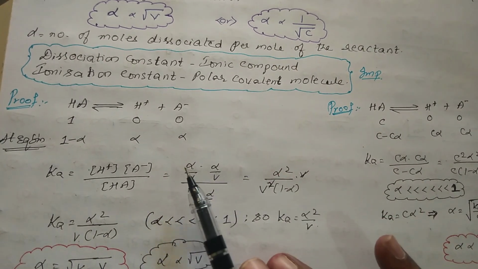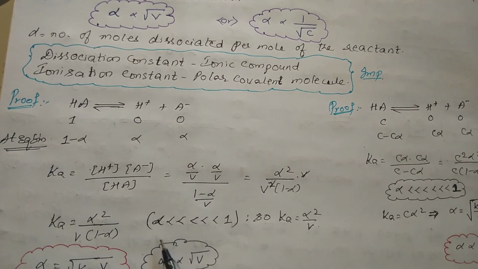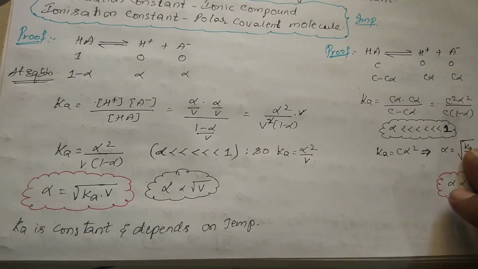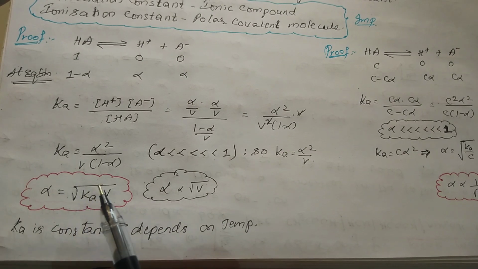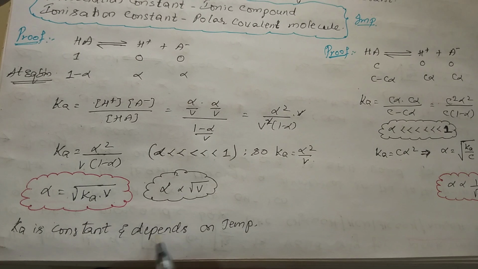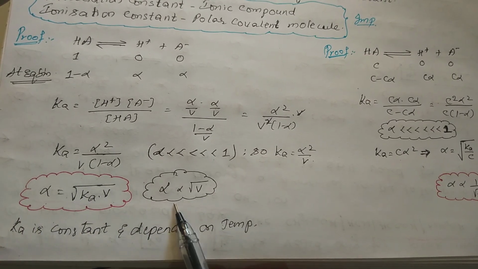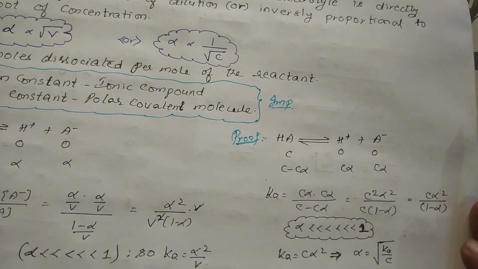And we know that this is a very weak acid. Weak means our ionization is very much less than 1, so the alpha value is very much less than 1. So Ka will be equal to alpha square by V. Then alpha will be equal to root of Ka into V, and Ka is constant for a particular acid at a given temperature. Ka is constant and depends only on the temperature. So if you take out this constant, alpha is directly proportional to root V. That is what we have said here: degree of dissociation is directly proportional to the square root of volume.